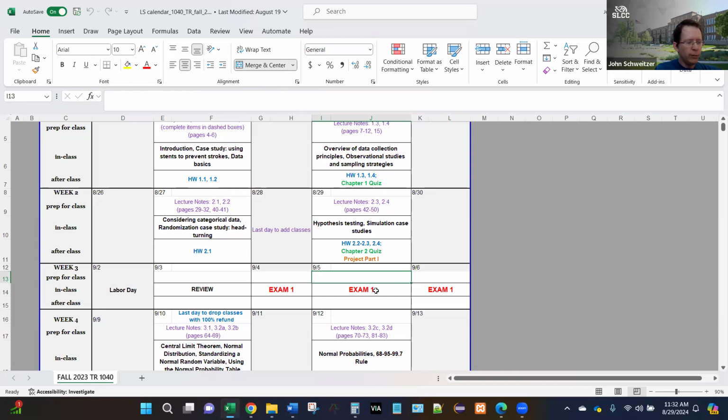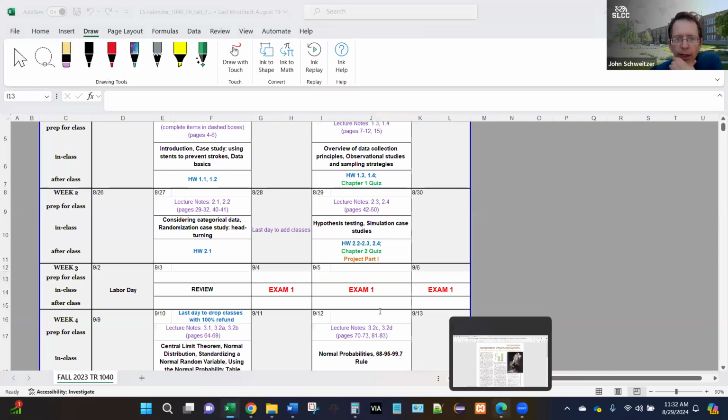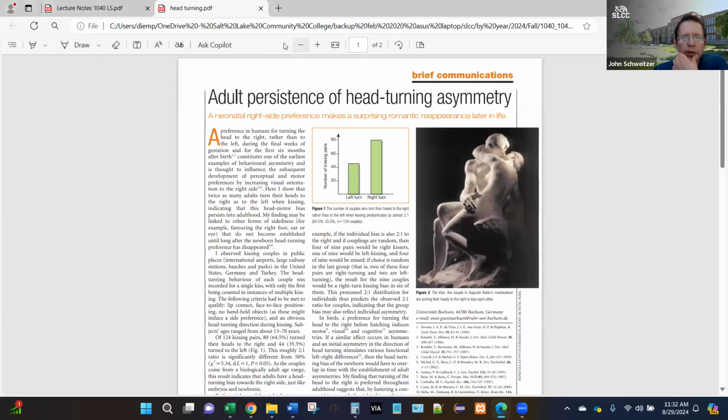So we left off with this quirky paper, this research journal article, and they were investigating this thing called behavioral asymmetry. Okay, so it's a fascinating topic.